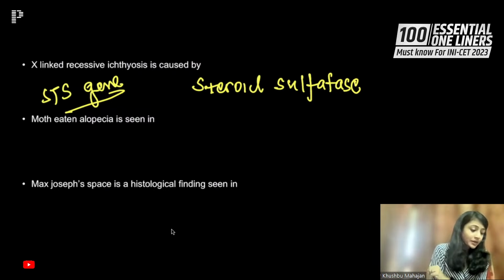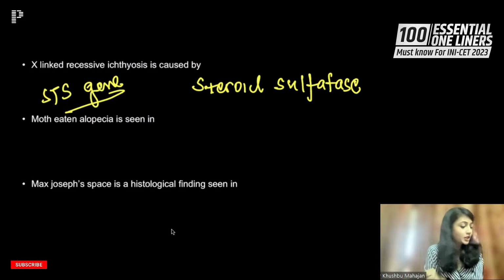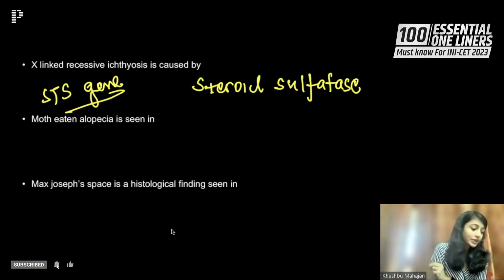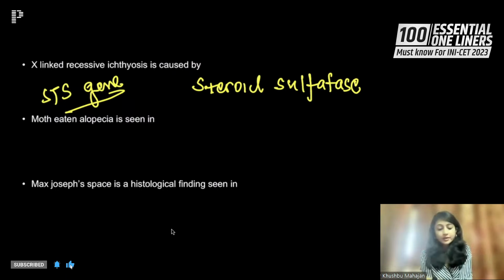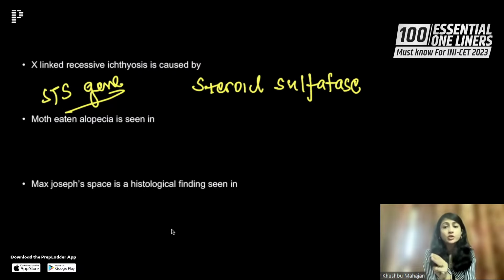So that I will summarize. If we have time at the end of the session, you can remind me. If there is time, I'll quickly summarize that for you. So quickly revising the etiological factors, ichthyosis vulgaris, it is filaggrin. Lamellar ichthyosis, it is transglutaminase. X-linked recessive ichthyosis is because of deficiency of steroid sulfatase or a defect in STS gene.